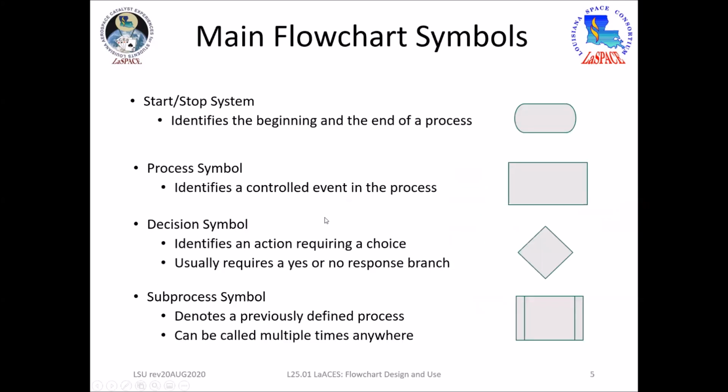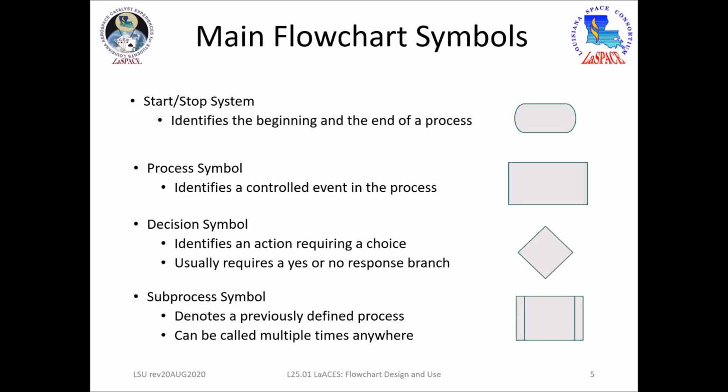So basically, here's the 4 main pieces of images of a flowchart. So you have this stretched out oval thing. I don't remember what they call it. That just identifies the start and the stop of a system. So that'll be at the beginning and at the end of your flowchart or your subprocess or anything. Those are always at the top and the bottom. The rectangle is just identifying your process. So identifying that specific step.